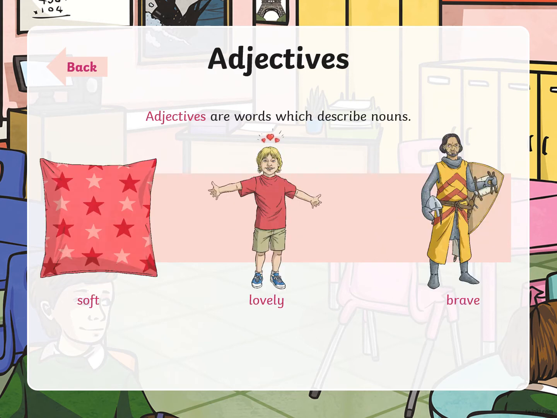Here we've got some adjectives which describe the noun, and they're often found in front of the noun. So we've got soft, lovely, and brave.